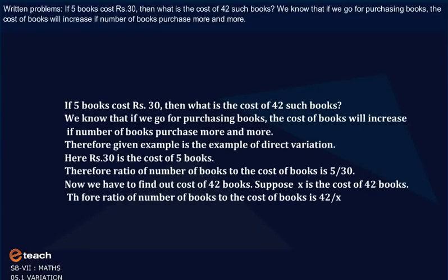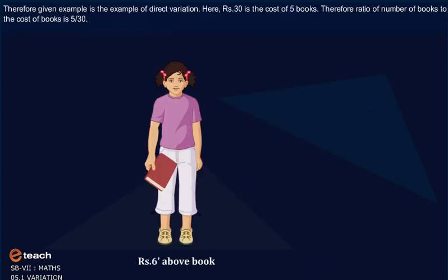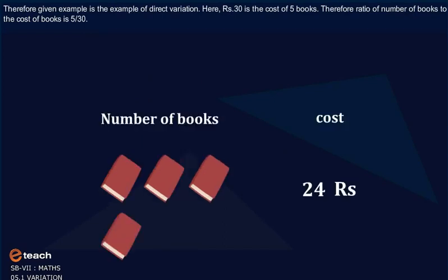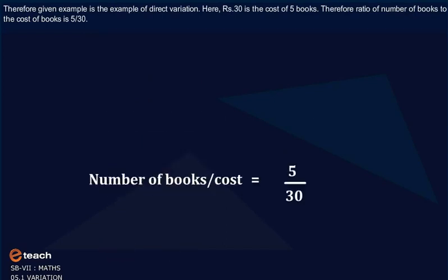Word problem. If 5 books cost rupees 30, then what is the cost of 42 such books? We know that if we go for purchasing books, the cost of books will increase if the number of books purchased is more and more. Therefore, the given example is an example of direct variation. Here, rupees 30 is the cost of 5 books. Therefore, the ratio of the number of books to the cost of books is 5 by 30.